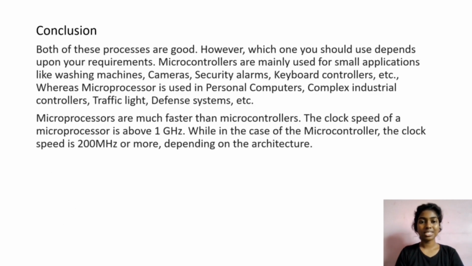Conclusion. Both of these processors are good. However, which one should be used depends upon your requirement. Microcontrollers are mainly used in small applications like washing machines, cameras, security alarms, keyboard controllers, etc., whereas microprocessors are used in personal computers, complex industrial controllers, traffic lights, defense systems, etc. Microprocessors are much faster than microcontrollers. The clock speed of a microprocessor is above 1 gigahertz, while in the case of a microcontroller, the clock speed is 200 megahertz or more, depending on the architecture.